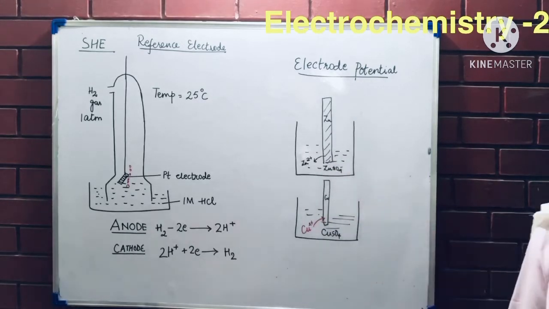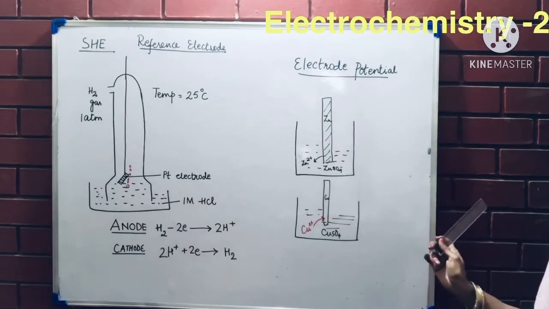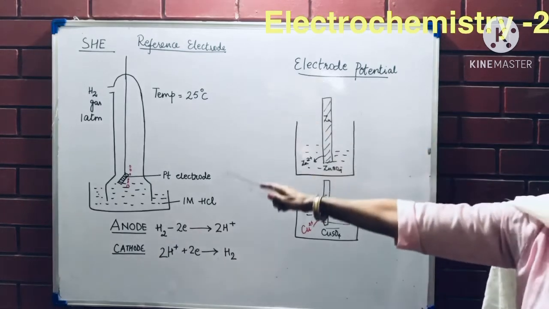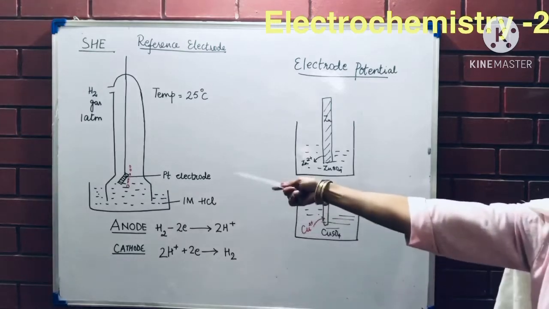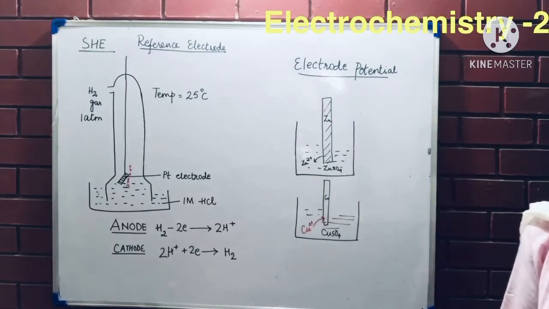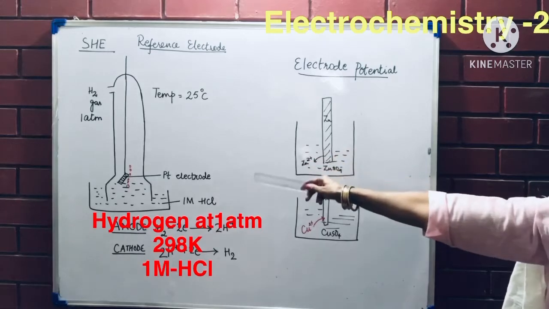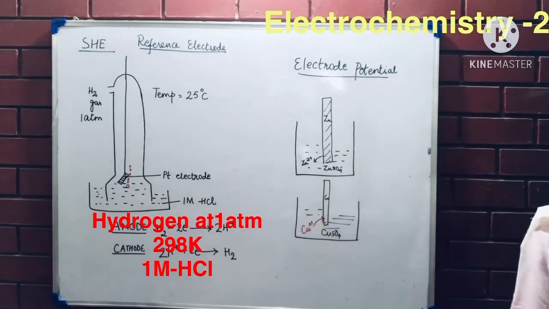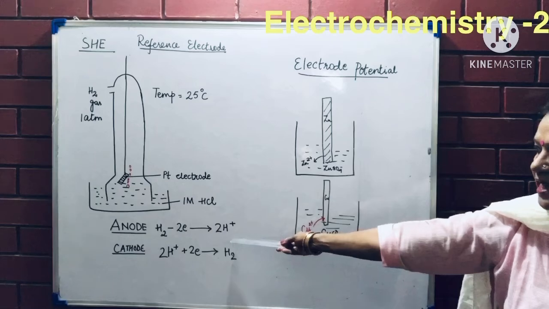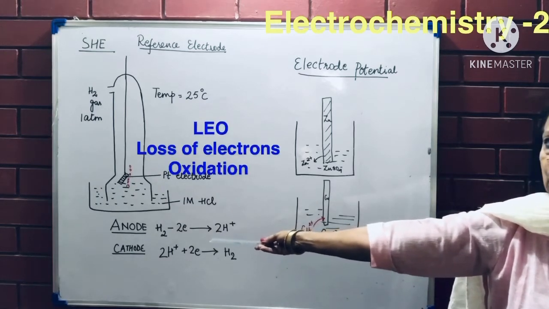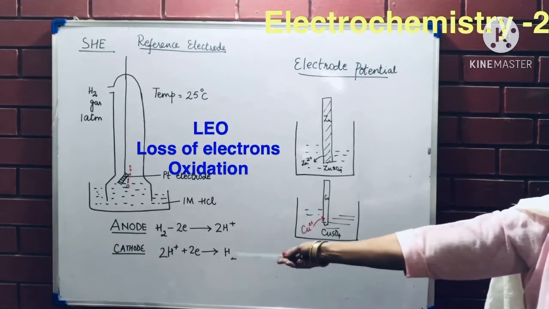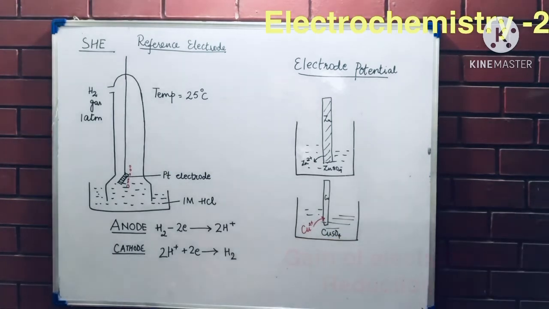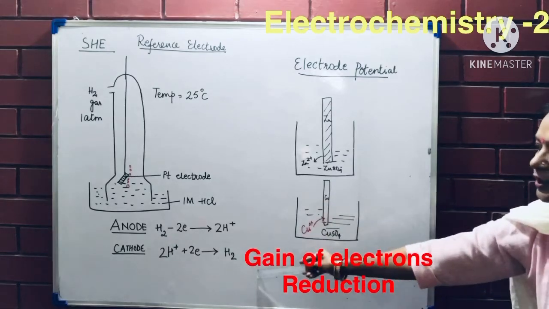It contains hydrogen gas at 1 atmospheric pressure. Temperature is kept at 25 degrees centigrade. There is a platinum wire immersed inside 1 molar HCl solution. Bubbles of hydrogen gas come out. This reference electrode can act as an anode as well as a cathode. When it acts as an anode, it is undergoing oxidation, losing electrons to form ions, and when it acts as a cathode, it takes up electrons to form hydrogen gas. That is how it is going to work.